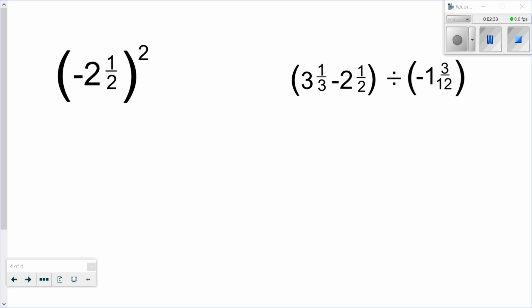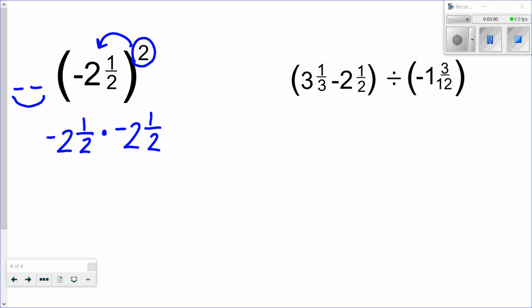If I look at this one, I see that I have an exponent. What the exponent tells me is how many times I have to multiply the base by itself. So -2 1/2 to the second power means -2 1/2 times -2 1/2. Again, I'm going to use that smiley face method. A negative times a negative. My face is happy, so I have a positive answer, and the answer is 6 1/4.